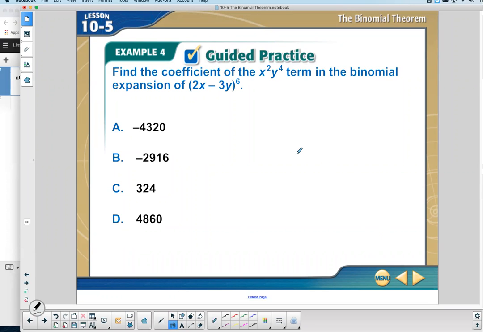And I'll call it time. It says find the coefficient of this term in the binomial expansion. So whenever we do this, we're going to write nCr with the first parenthesis with a comma, second parenthesis, third parenthesis.